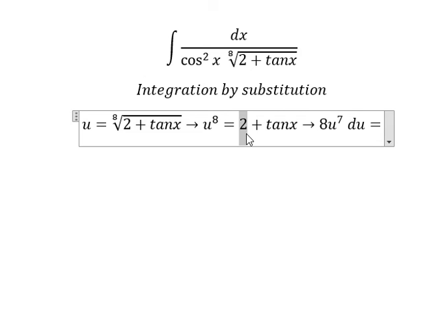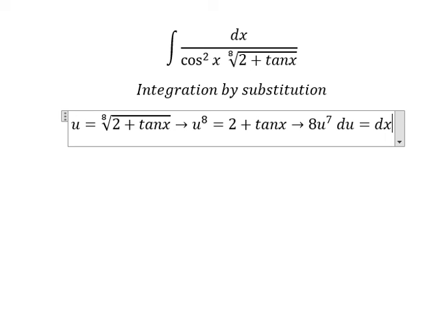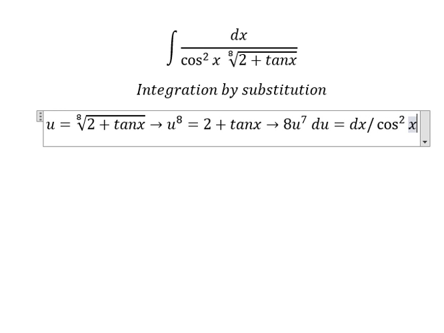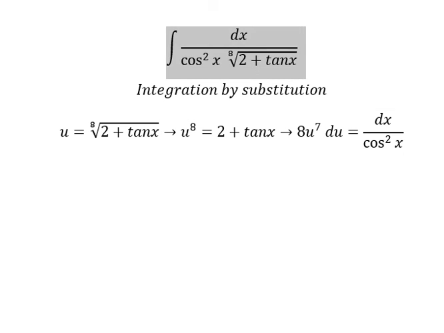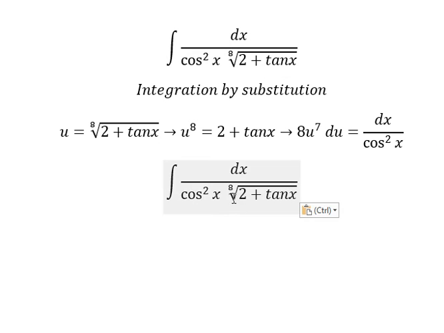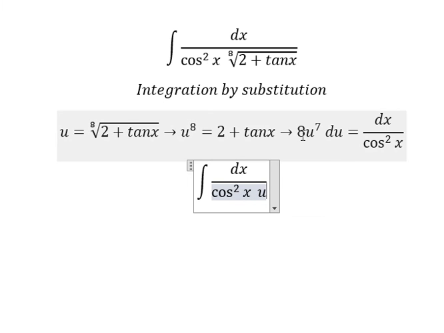This one is a constant, so you get 0. This one we have 1 over cosine squared x, dx. So this one we change by u, and this one we change by 8u to the power of 7 du.